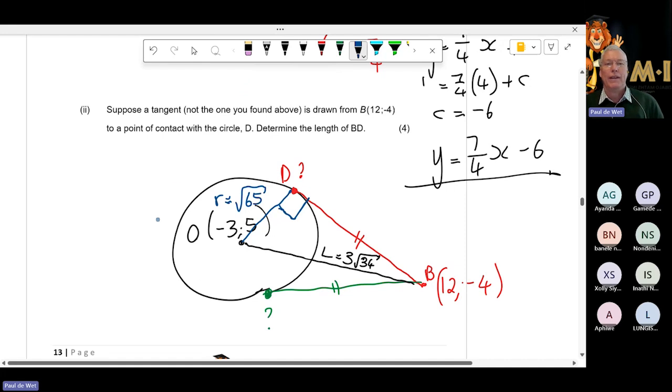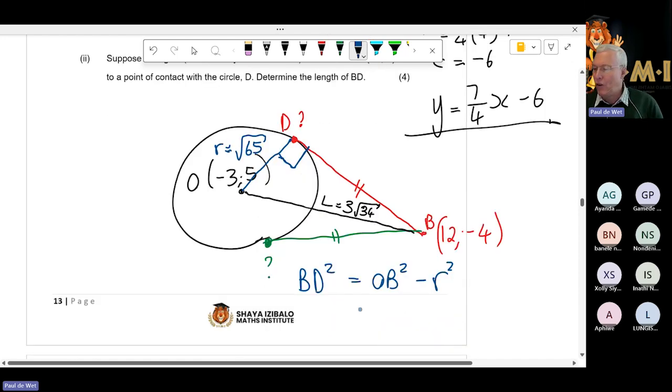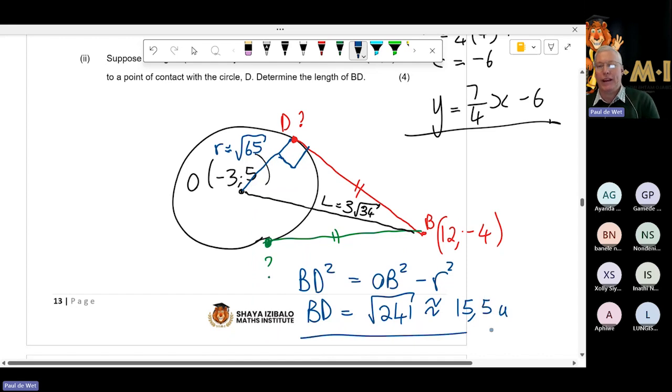And now what can you do? Well done. Because there's a right angle here, guys, we can use Pythagoras. So BD squared will actually be OB squared minus the radius squared. What did you get as your final answer for BD? Well done. It's the square root of 241. Guys, it's about 15,5 units. Excellent answer.